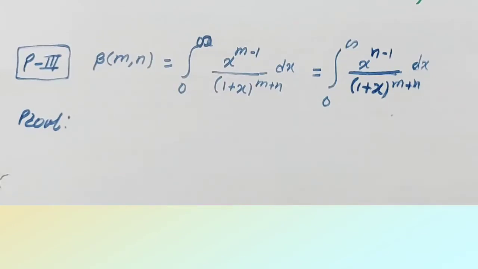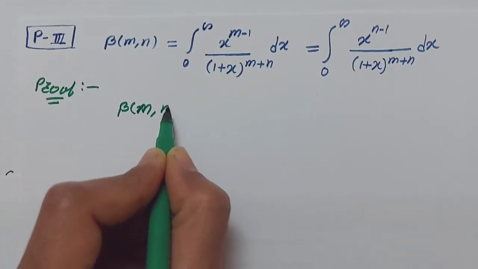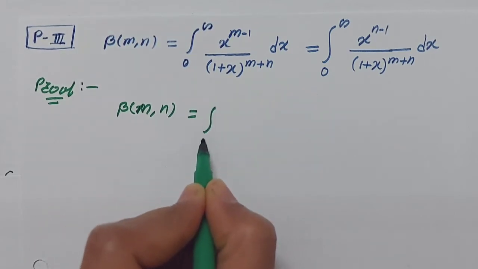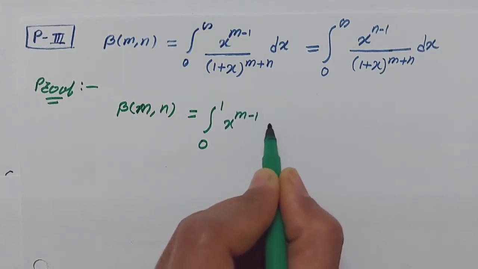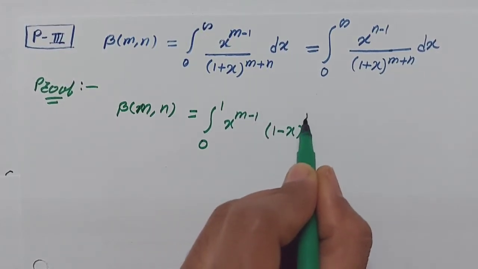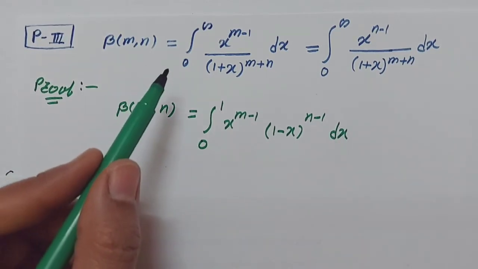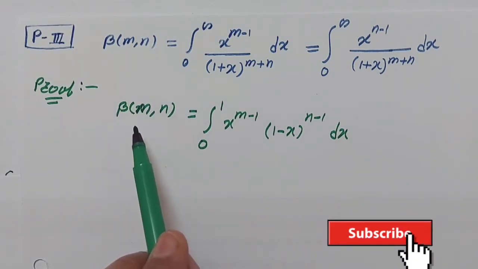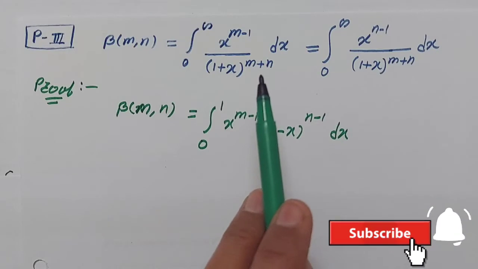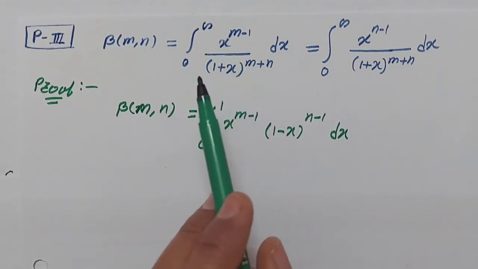We can prove this property again with the help of the definition of beta function. So by definition of beta function, beta of m comma n is equal to integral 0 to 1 x raised to the power m minus 1 into 1 minus x raised to the power n minus 1 dx. So with the help of the definition we have to prove this integration. Now here the left hand side beta of m comma n is given, and in the right hand side we have to convert this definition, this integral, into this form.